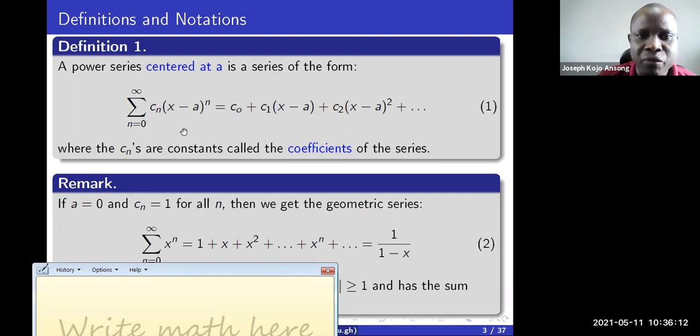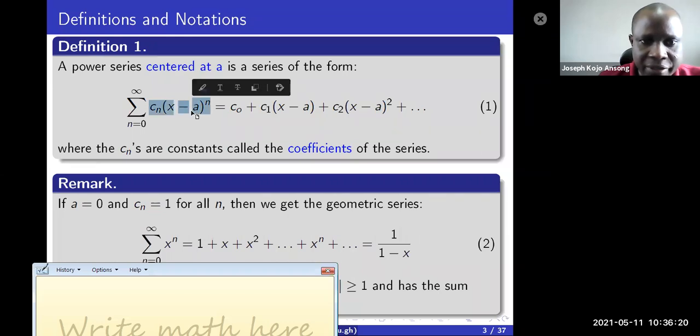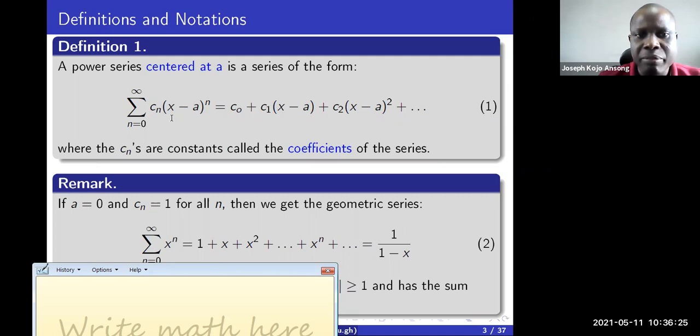But the difference between what we have here and what we've looked at so far is that now you have this variable x, right? You have this x minus A to the n in the series. That is what makes it a power series. So you have a variable x in there.